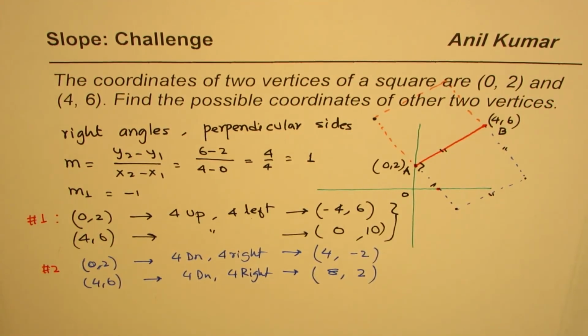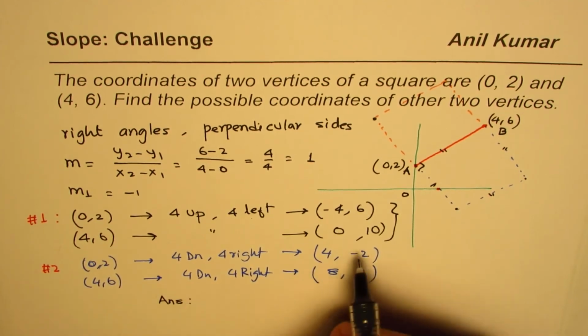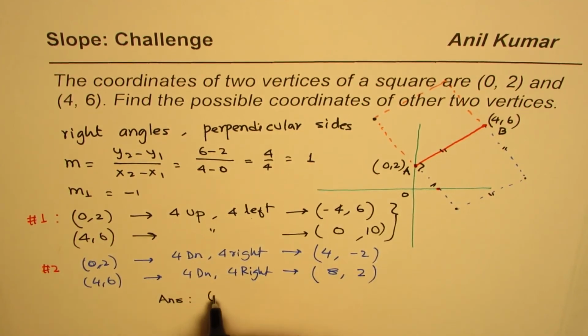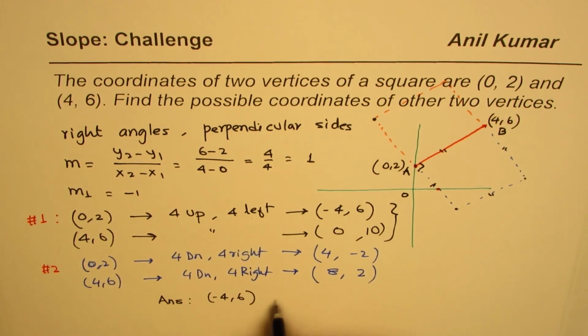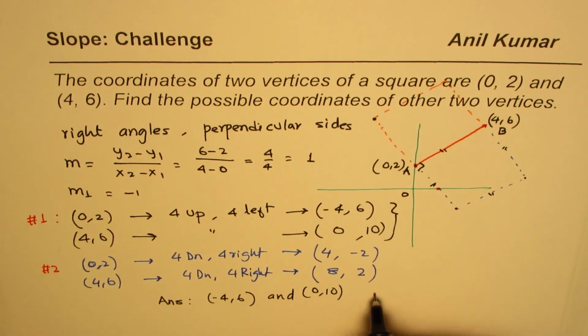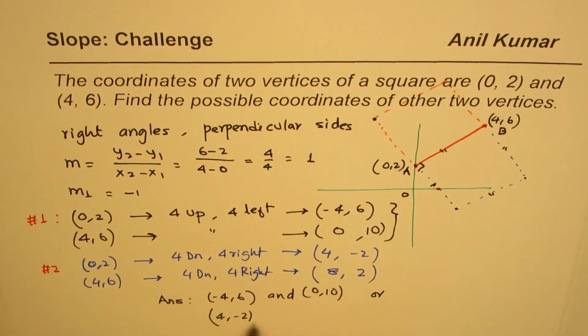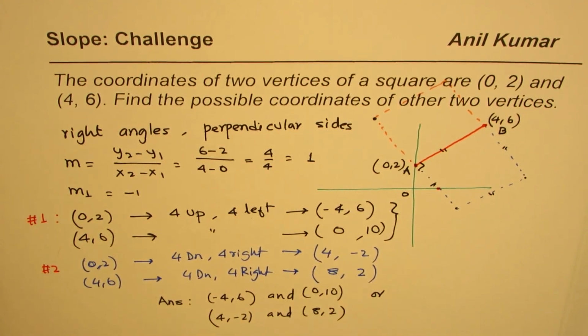So now we can write down our answer as the coordinates could be minus 4, 6 and 0, 10, or the second set could be 4, minus 2 and 8, 2. So that is how you can actually answer this question. I hope that helps. Thank you and all the best.